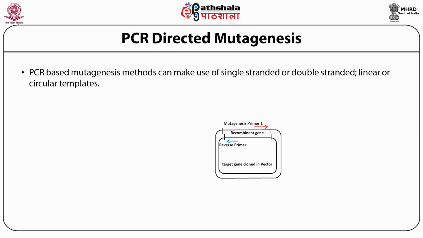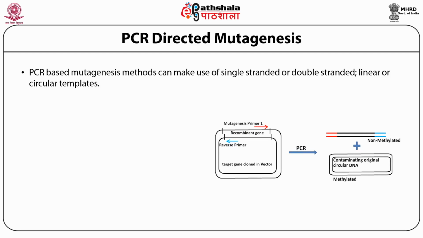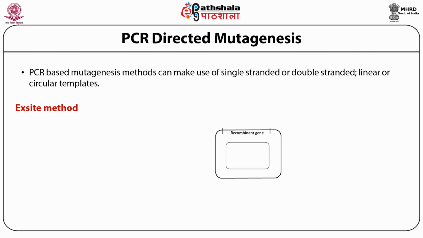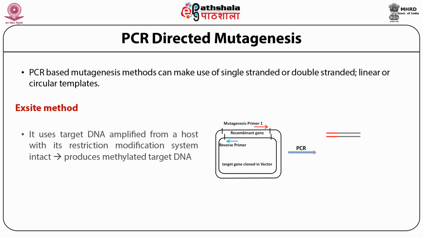So now we are going to employ PCR as one of the methods, and the method we are going to discuss is the DpnI method. Now the very basic difference here is that the target DNA which is going to be subjected to mutagenesis has to be generated in a host which has its restriction modification system intact, which means it would produce DNA molecules which will be methylated. So that is the prerequisite of this method.